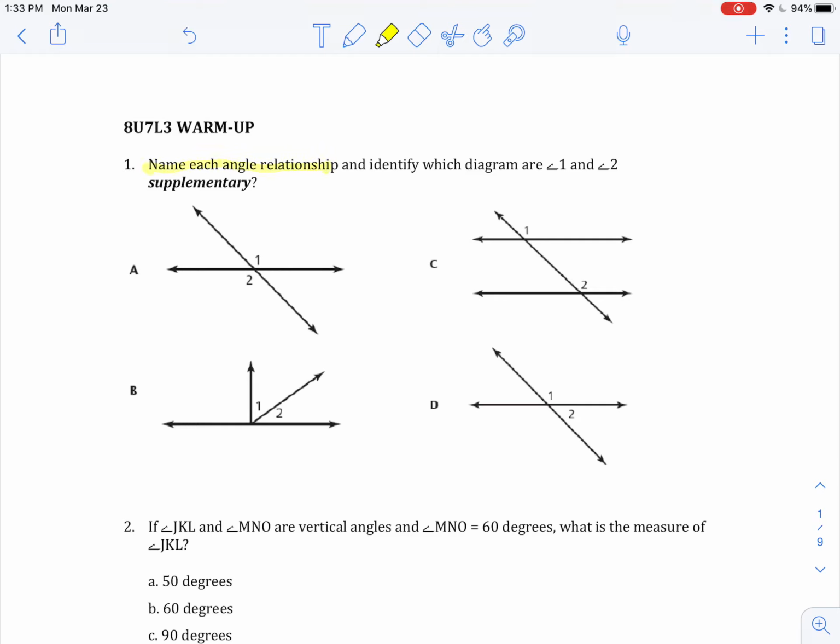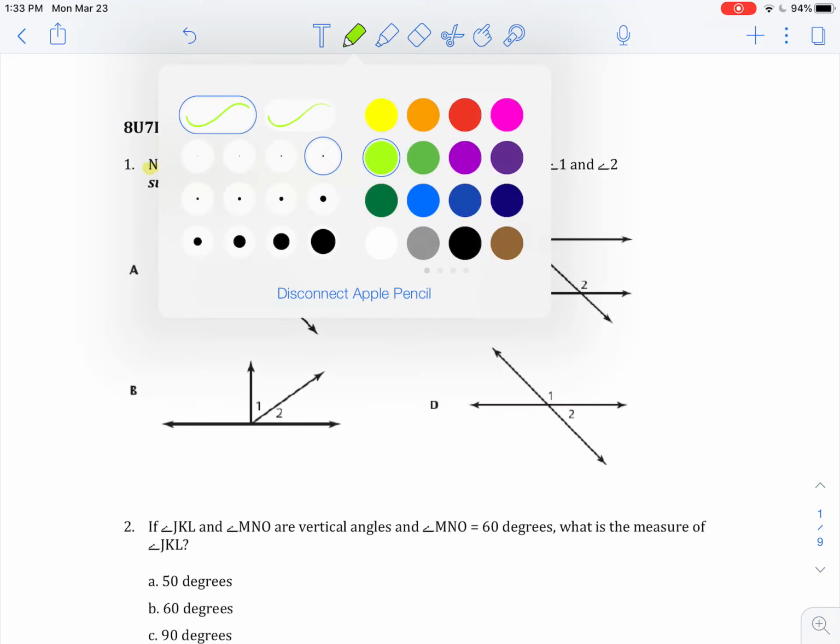Make sure that you really and truly name each angle relationship first, and then identify which diagram where they're supplementary. So I want you to get in the habit of not just finding the right answer, but actually labeling everything. And then for number 2, it might be worth your while to actually draw a picture. And then number 3 is a blast from the past. So go ahead and turn off the video. Go ahead and do page 27 and then turn the video back on.